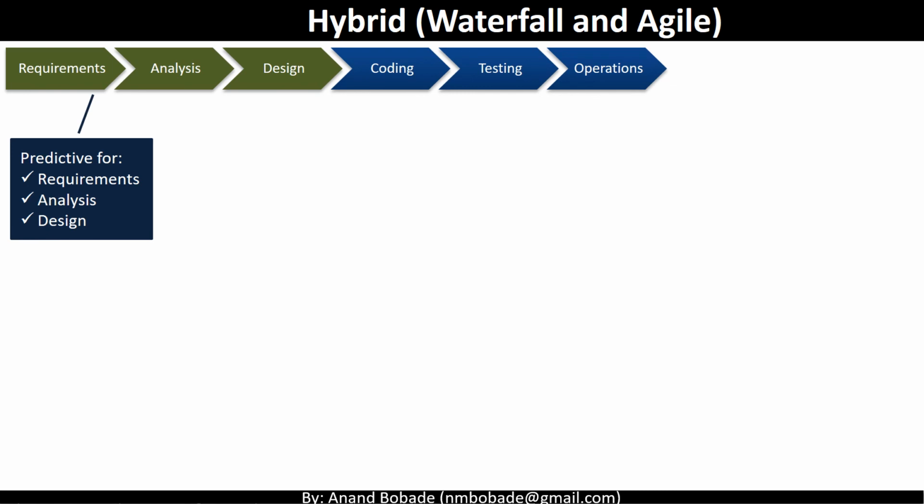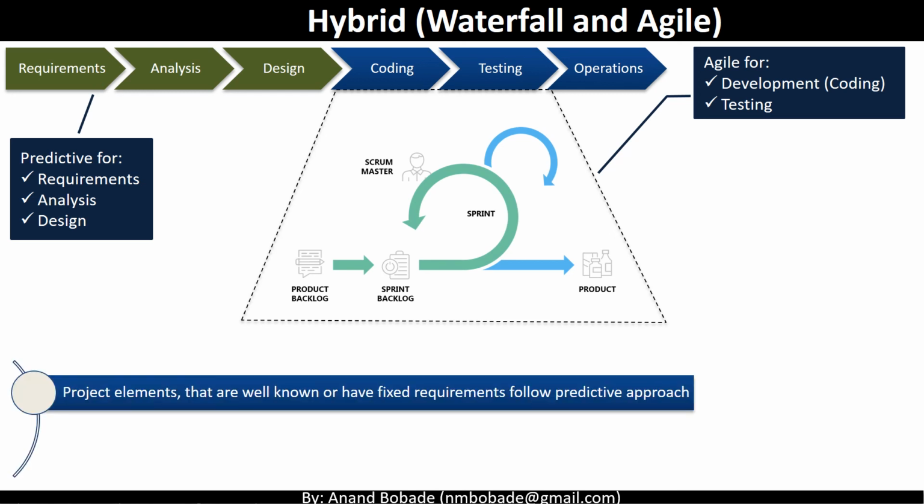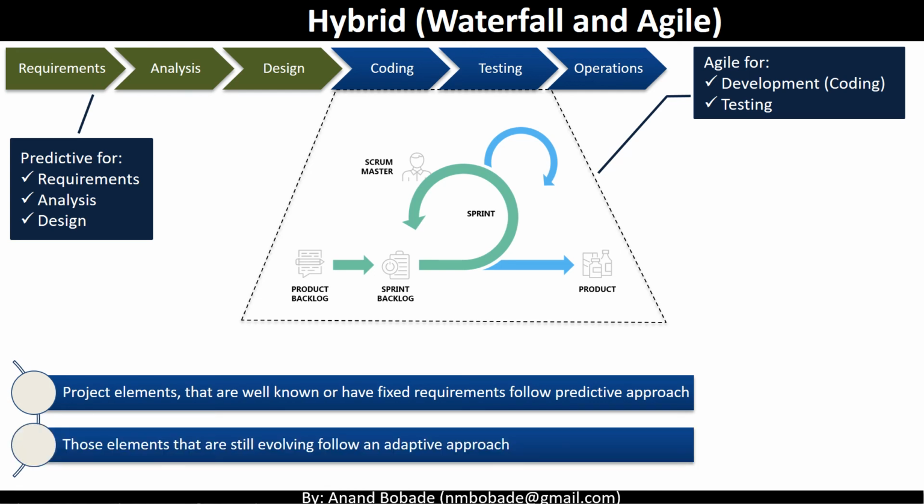The project is managed in a more typical Waterfall fashion where scope and requirements are defined upfront, and analysis and design are also done upfront. But the development and testing are broken into iterations similar to SCRUM, where multiple sprints are used to deliver the product. To summarize, project elements that are well known or have a fixed requirement follow a predictive approach, and those project elements that are still evolving follow the adaptive approach.